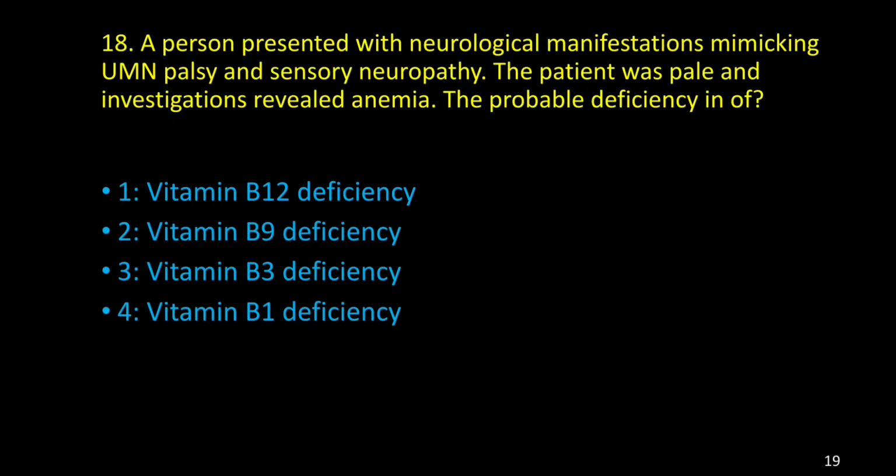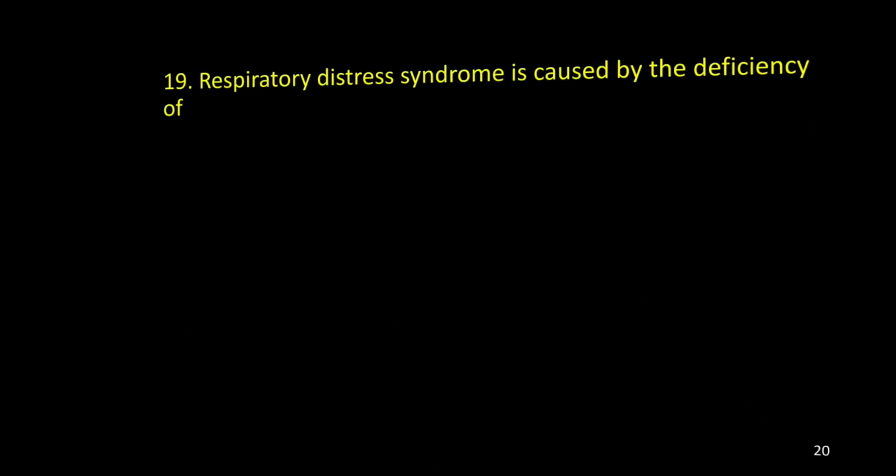Now B9 is folic acid, B12 is cobalamin. B9, folic acid, is not related with particularly neurological manifestation. Neurological manifestation is definitely with vitamin B12, and this B12 deficiency leads to subacute combined degeneration. So here the right answer is vitamin B12 deficiency. So from the MCQ you have to catch the hint, you have to rule out the other options, and then you have to choose the final answer.